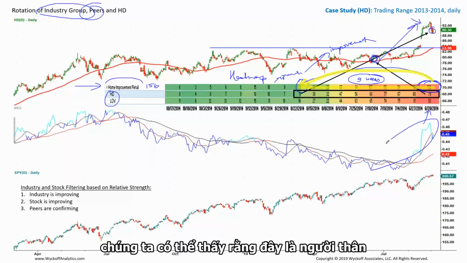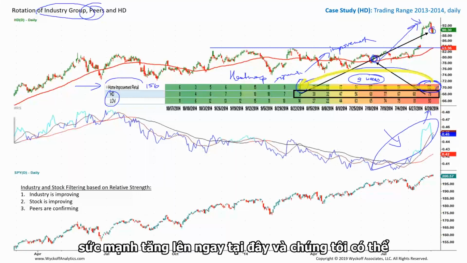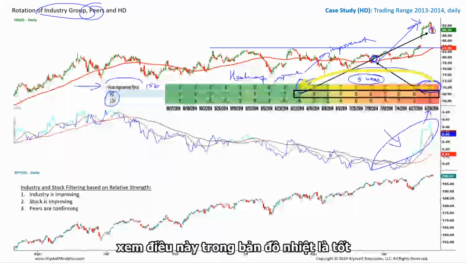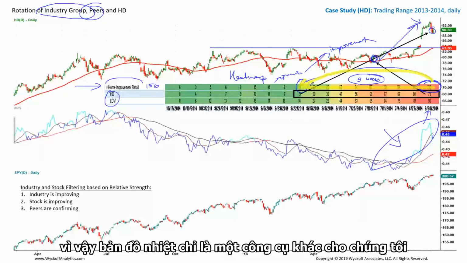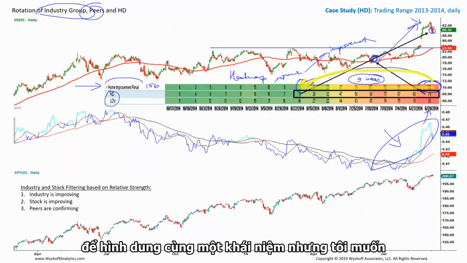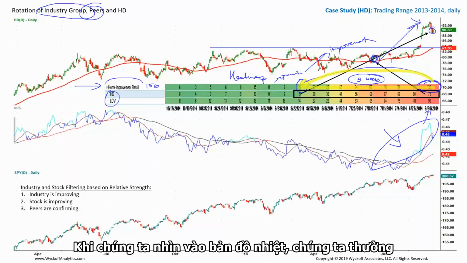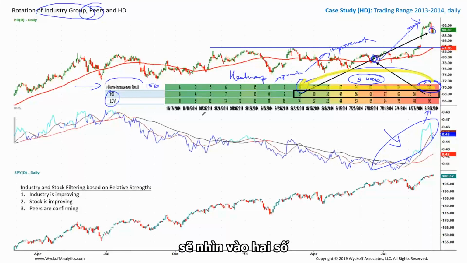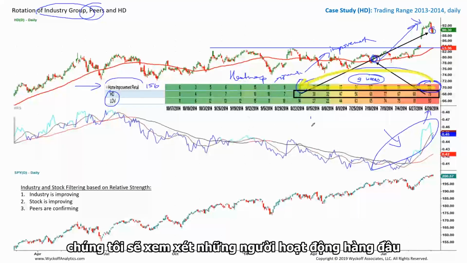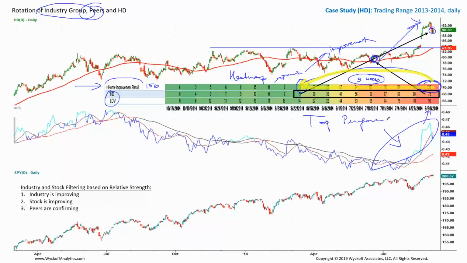We could see that this was the relative strength rise right here. And we could see this in the heat map as well. So the heat map is just another tool for us to visualize the same concept. But I want you to think about a heat map from a different perspective. When we look at the heat map, we usually would look at two numbers. We would look at the top performers, and then we would look at the rotation.